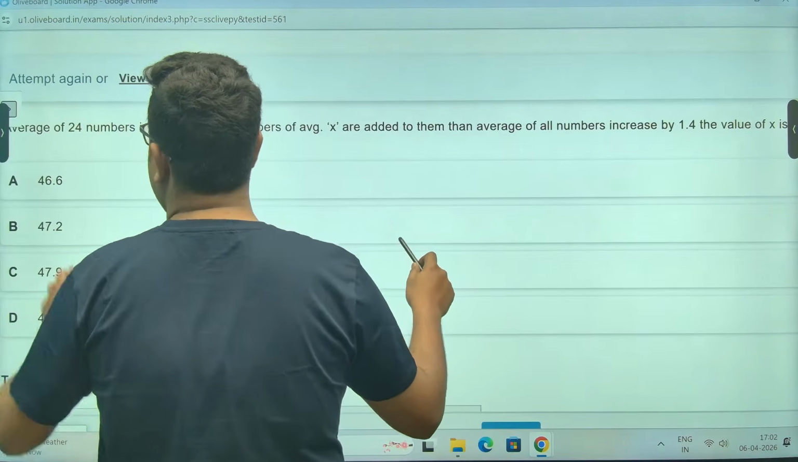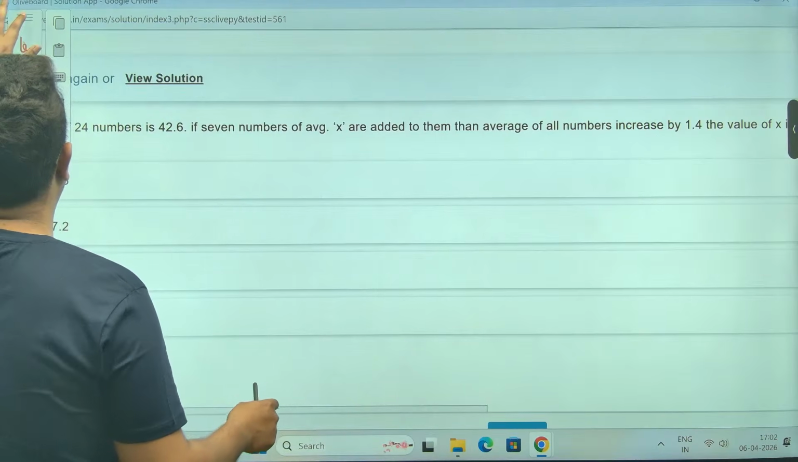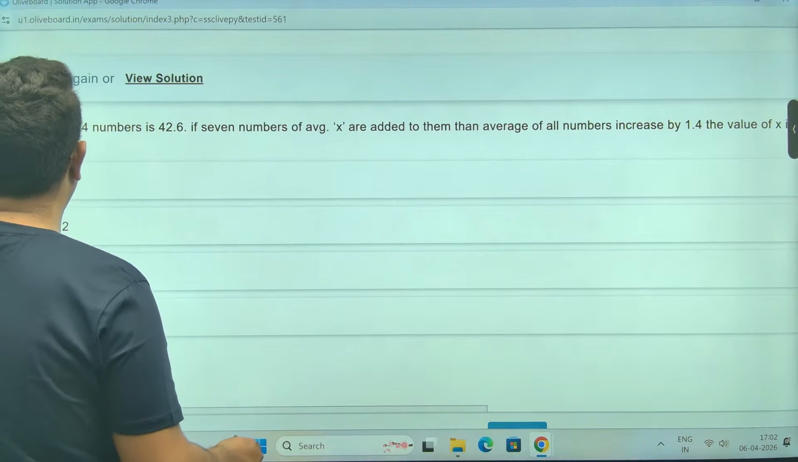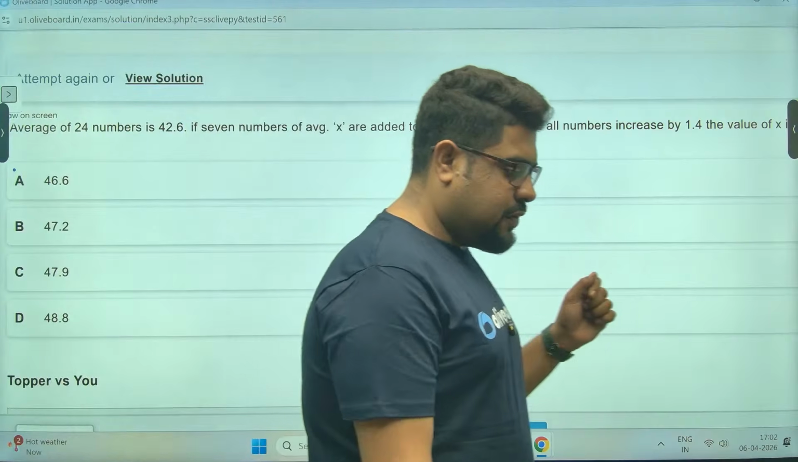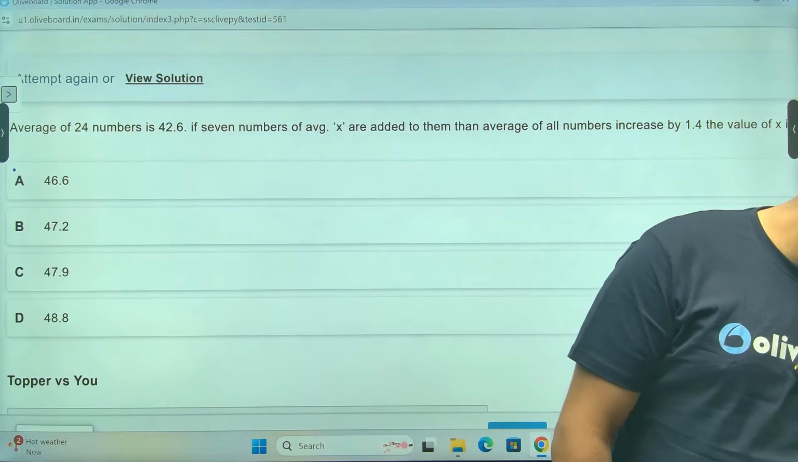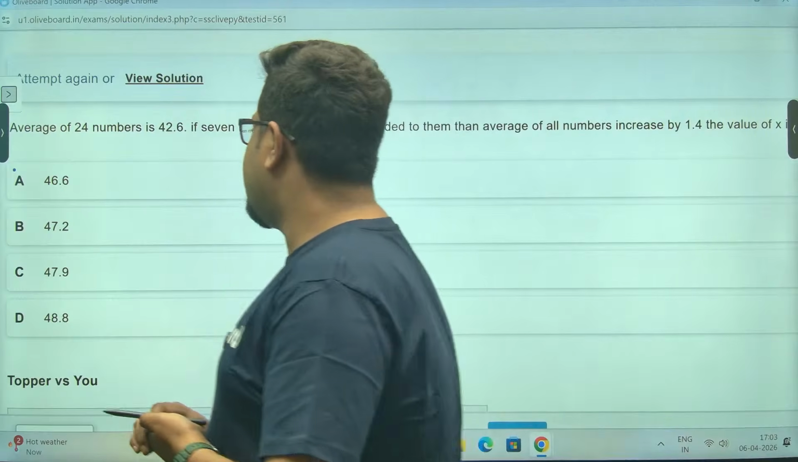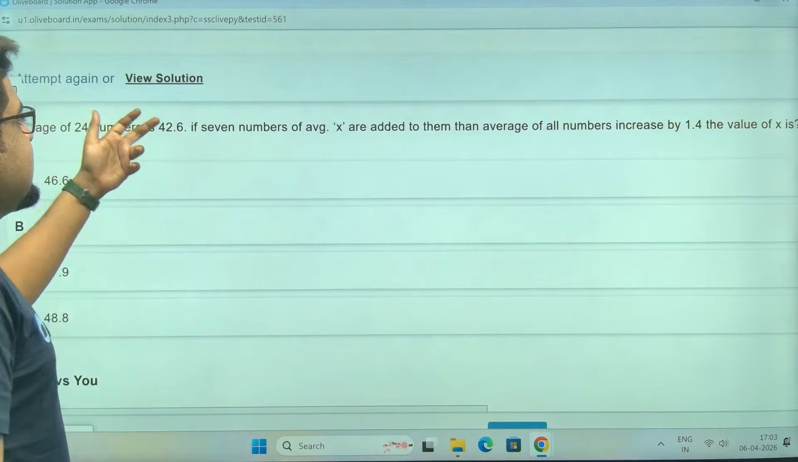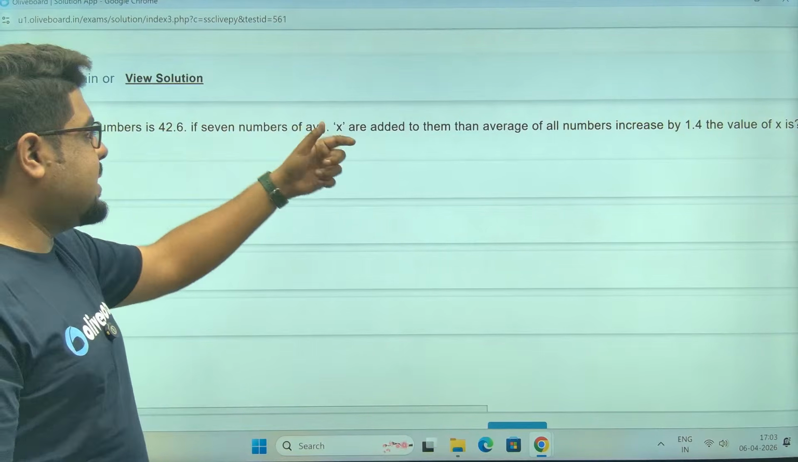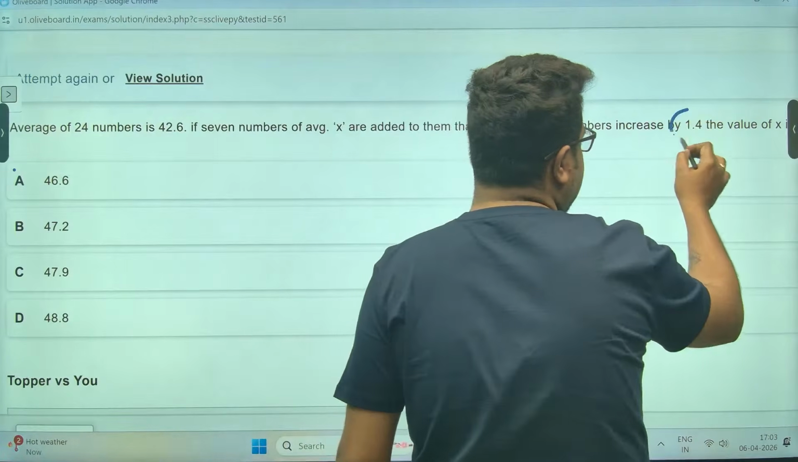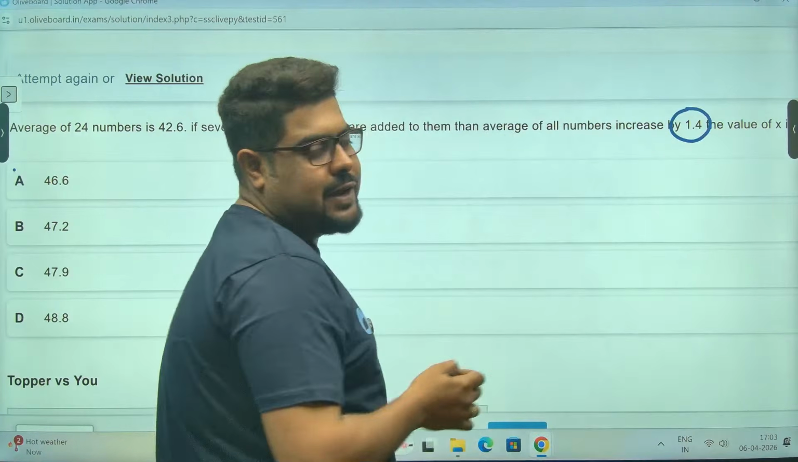These are not very difficult, like any week. I hope most of you were able to do this as well. Okay, first question. Average of 24 numbers is given. 7 numbers of average x are added. Then the average increases by 1.4. Find the value of x.